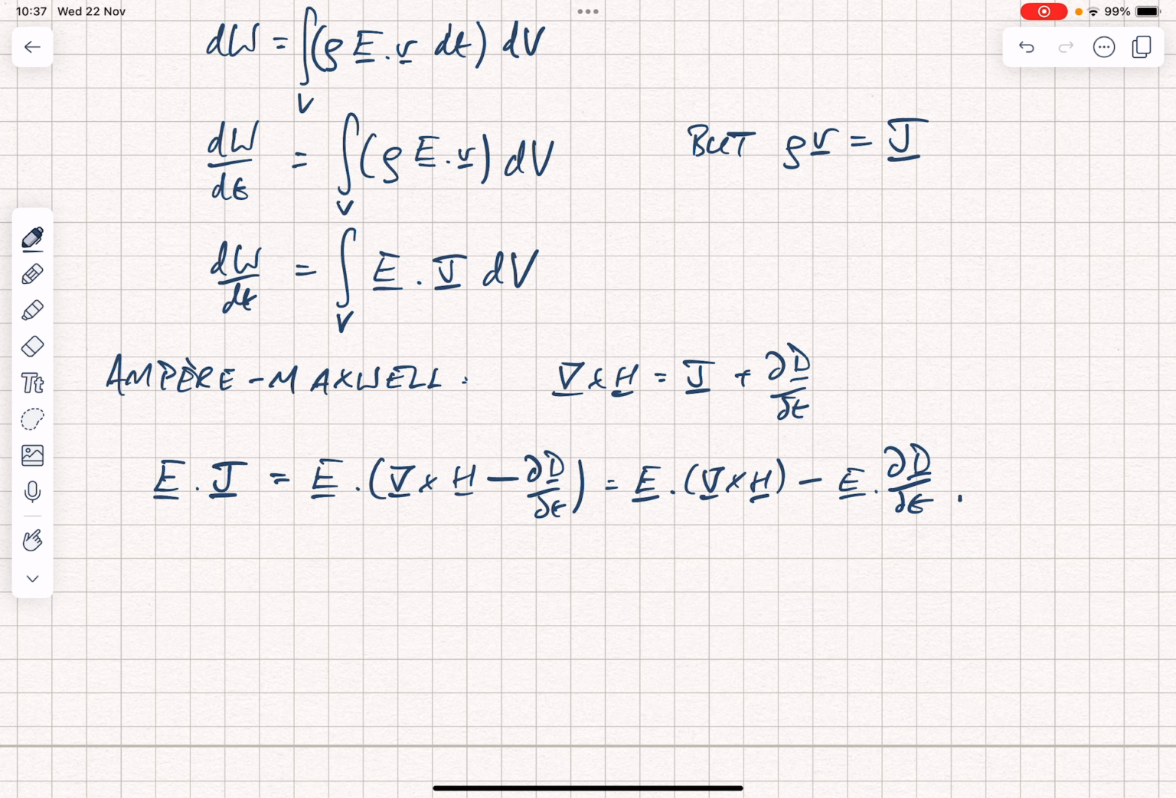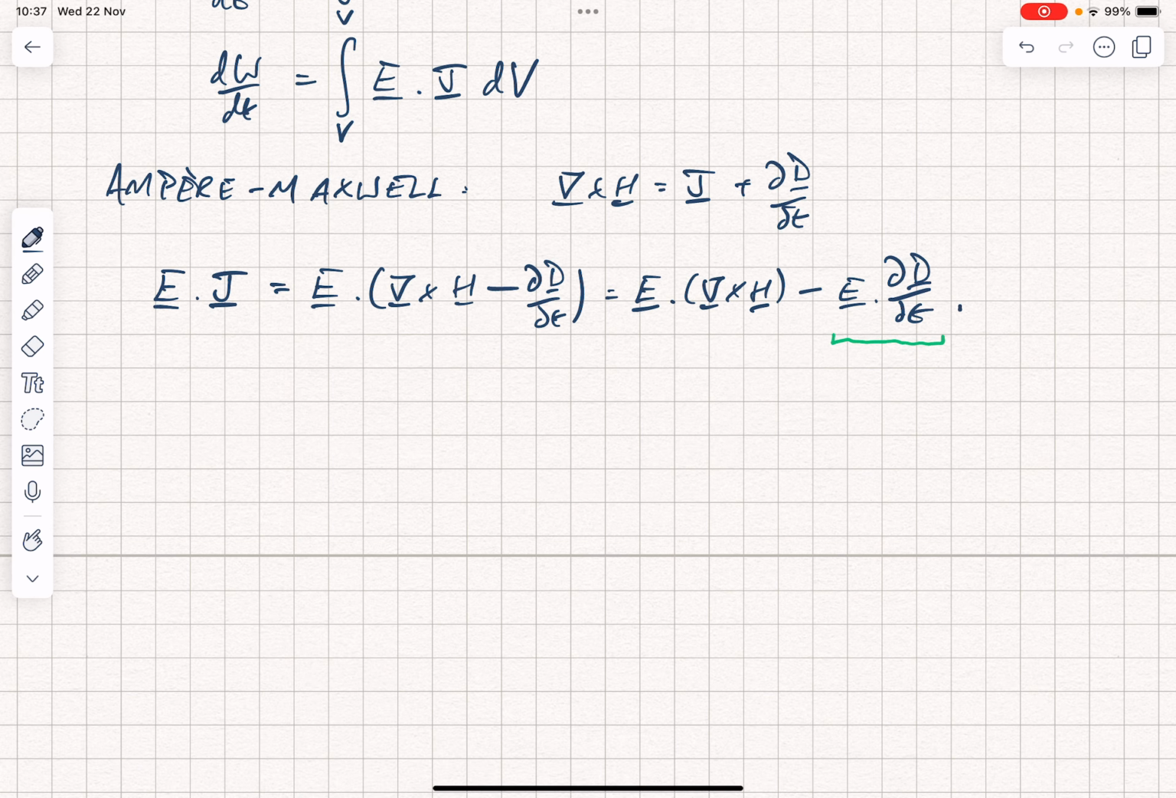Now if we just stop and look at that for a moment, you might notice that this term on the right, E dot dD by dt, looks something like the time derivative of an energy density that we showed above, and that's reassuring. The first term is perhaps a little bit more awkward, and we need to think about how to get rid of it. So what we're going to do is start by thinking about a vector differential identity. The divergence of a cross product is given by the following. The divergence of E cross H is equal to H dotted with curl of E minus E dotted with the curl of H.